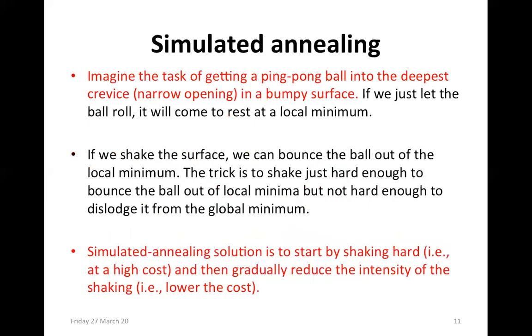Now move on to the next slide. Here on this slide, we will talk about simulated annealing, but with respect to our previous hilly area, or hilly state space, that we studied in the hill climbing algorithm. The first point is saying: imagine the task of getting a ping pong ball into the deepest crevice, crevice meaning a narrow opening, in a bumpy surface. So we have to assume that we have some bumpy surface, or you can say some hilly area, because there are many bumps there. And if there are bumps, then there should be some top positions and some deepest positions.